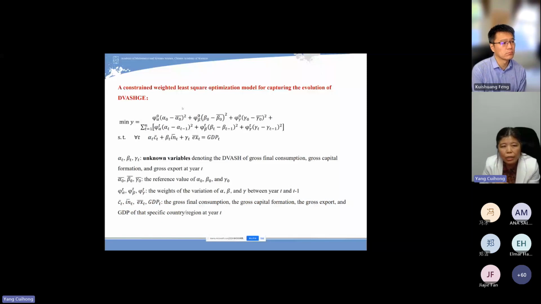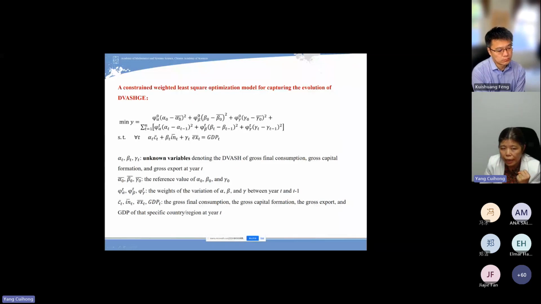And we proposed a constrained weighted least square optimization model to capture the evolution of domestic value added share of gross exports. The constraint is the GDP by expenditure approach, and for the objective function, we have several basic requirements. Let's briefly introduce the variables.